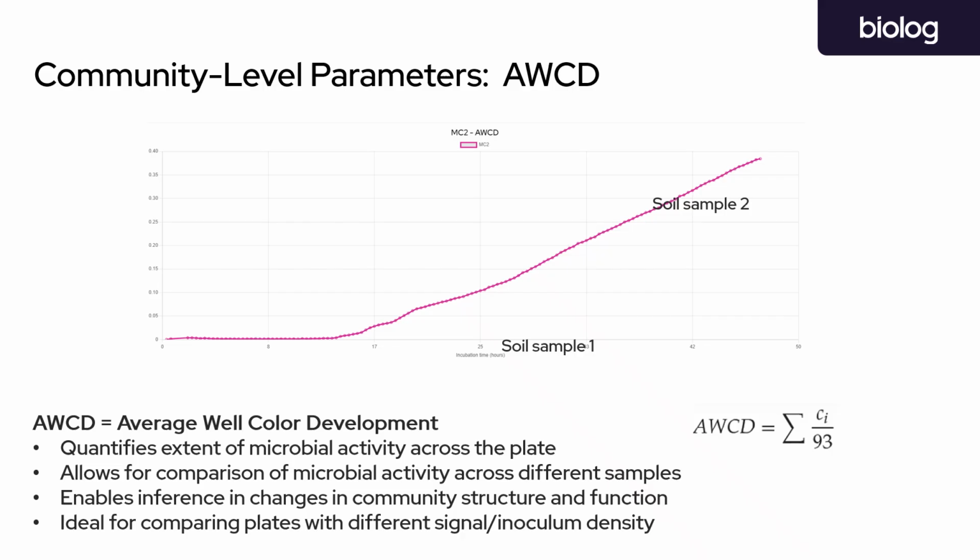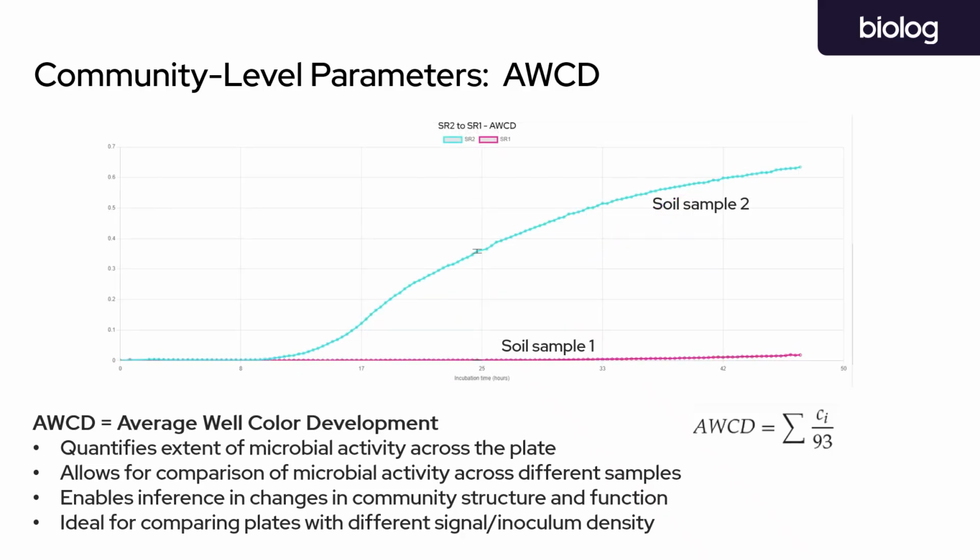You can even do this with different inoculum densities or signal intensities because they're going to get averaged. And researchers often use AWCD to track changes in microbial communities across treatments or time points. So this is the overall metric to use, an index for you to determine how much microbial activity one community might have. And so you can compare different soil samples this way and come to a conclusion that way.